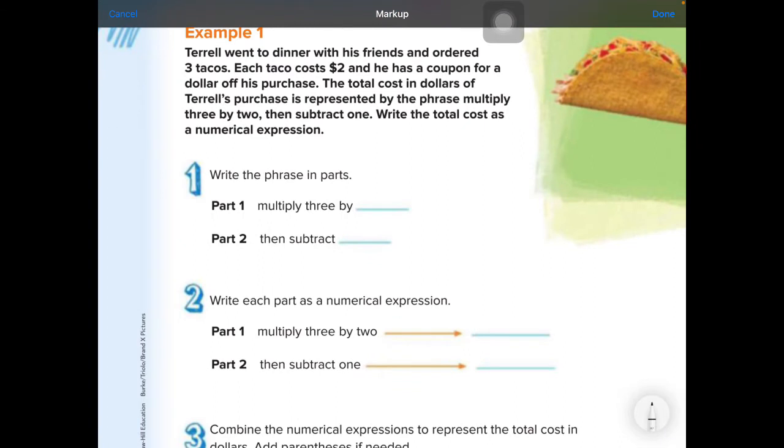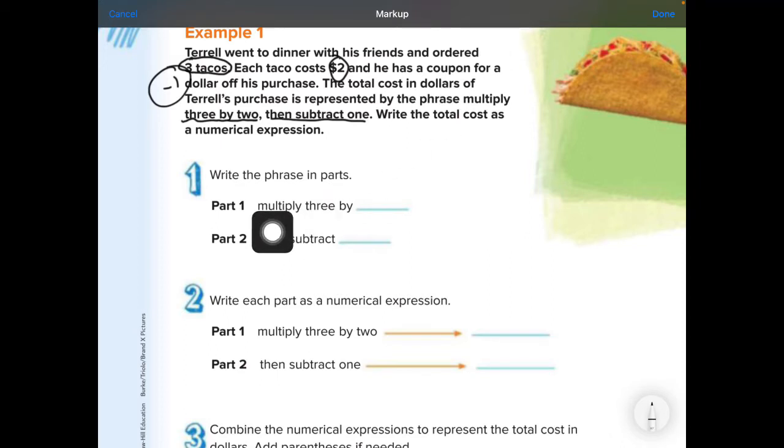Taro went to dinner with his friends and ordered 3 tacos. Ooh, sounds yummy. Each taco costs $2. He has a coupon for $1 off, so $1 off his purchase. The total cost in dollars of Taro's purchase is represented by the phrase 3 by 2, then subtract 1. Now remember, sometimes when I say 3 by 2, that also means multiplication. Write the total cost in the numerical expression.